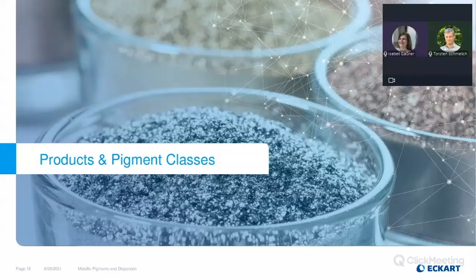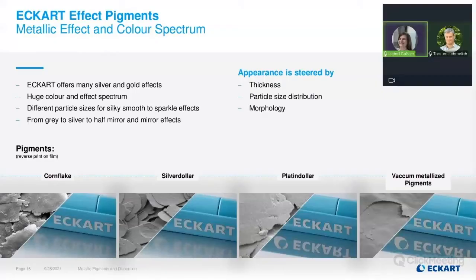Yeah, and so I will take over to talk about products and pigment classes. Aluminum pigments are available in four different qualities. This slide shows some microscope pictures of the different qualities: the cornflake, the silver dollar, the platinum dollar, and the vacuum metallized pigment. So this is actually how the flakes look. And on the other part of the picture, a pen is lying on a reverse printed film.